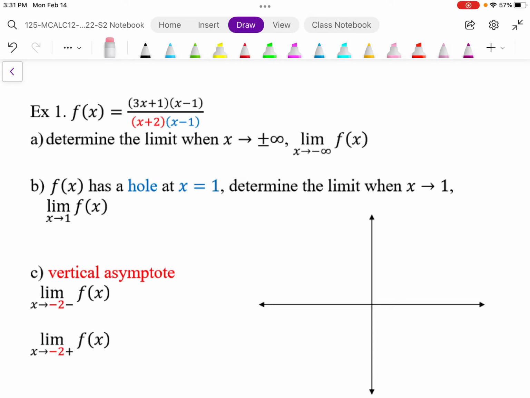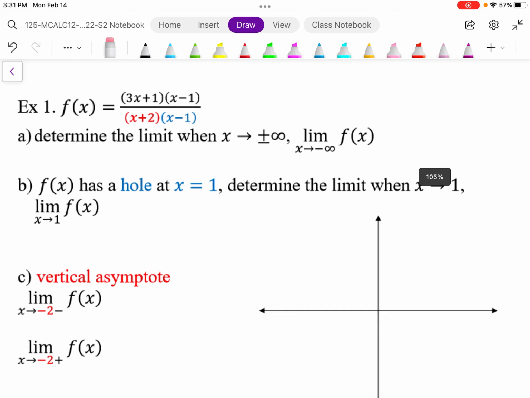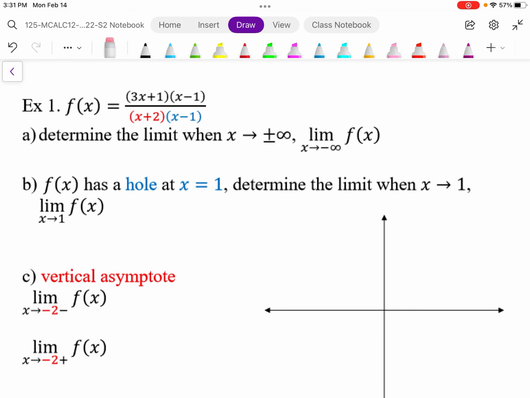We're going to use limits to evaluate things that we've already done before without limits. So things like horizontal asymptotes, holes, vertical asymptotes. So we're just going to formalize this using limits.